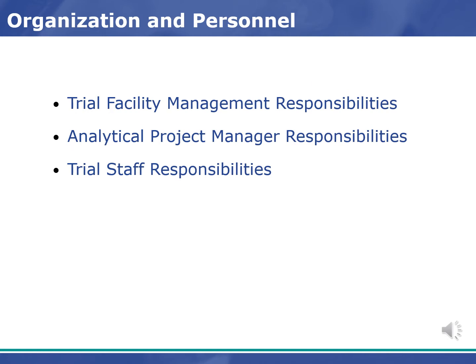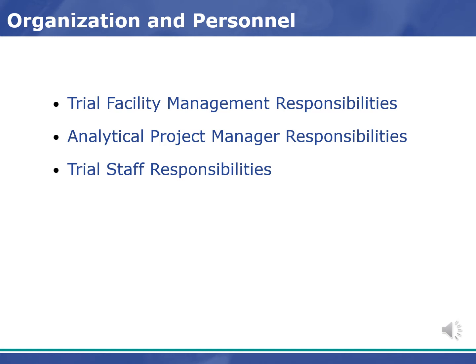So let's look at the organization and the personnel involved. Who is the trial facility management and what are their responsibilities? As mentioned, this is possibly the lab director, the unit heads or the managers involved. And they are responsible for a couple of things. They need to ensure that the personnel working on a specific clinical trial have received the training they require, and that they do have access to suitable equipment and facilities.